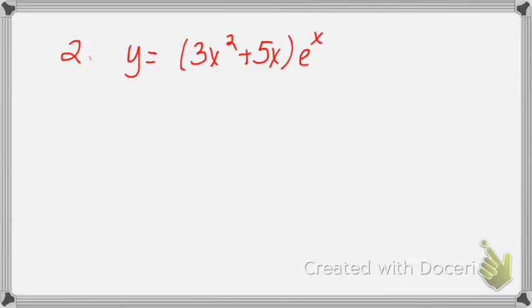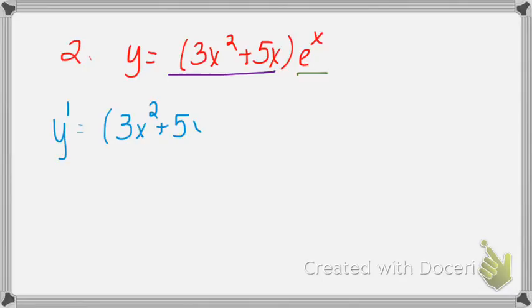All right, here's another example. Similar kind of problem. There's the first, there's the second. So let's find the derivative. First times the derivative of the second, plus the second times the derivative of the first.